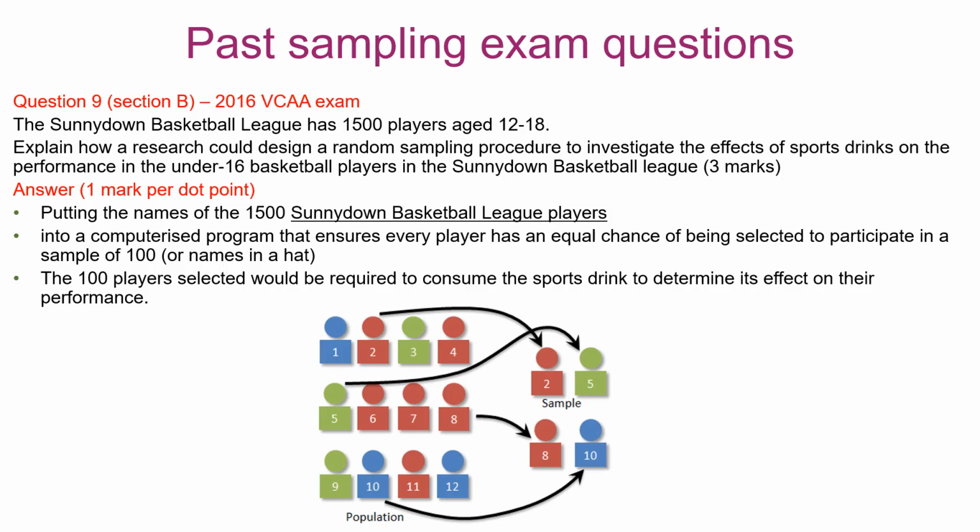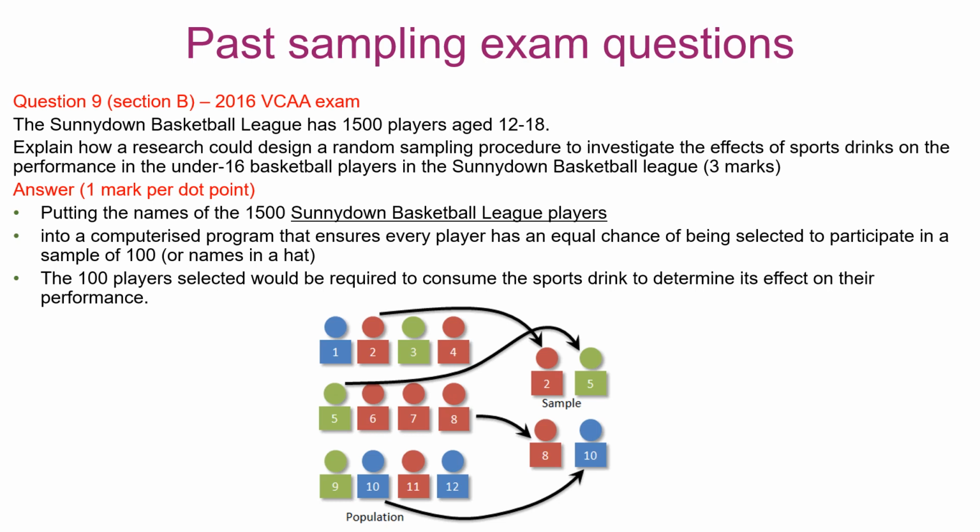So 1 mark for simply referencing the population. We've got 1,500 Sunnydown Basketball League players. Second mark was for explaining how we could generate a random sample with a few specifics. So we could have gone old school and just written down 1,500 names on a bit of paper, put them in a hat, and then pulled out 100 or 50 or whatever. Or we could go new school by coming up with some type of program, and in Excel you can do that. So you don't need to get too specific there, as long as we mentioned that the method gave every player an equal chance of being selected.